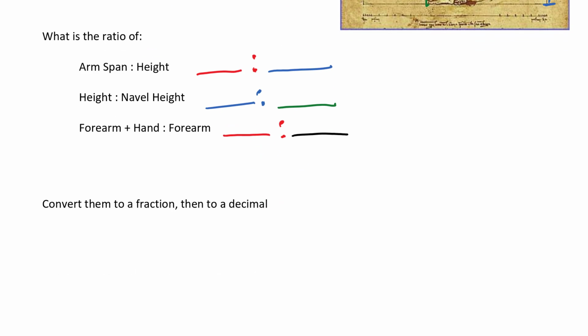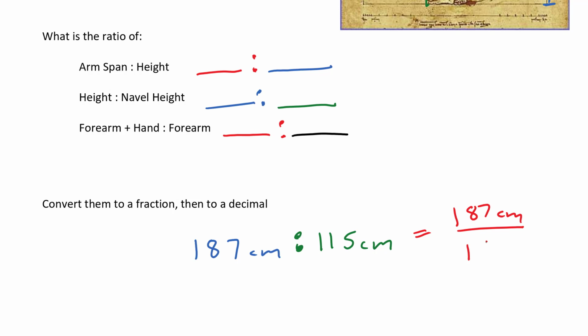So let's look at an example here. Let's say we measured your height and we got 187 centimeters. We compare that to your navel height, which was measured at 115 centimeters. Let's convert that into a fraction. 187 centimeters divided by 115 centimeters. Notice what we have here? Same units in the top and the bottom, they cancel each other out.